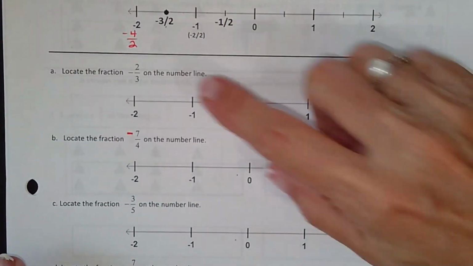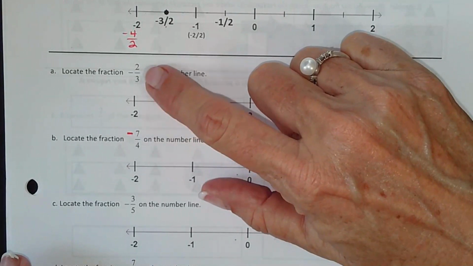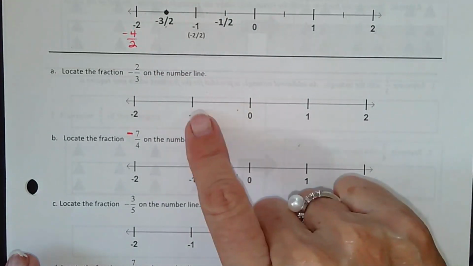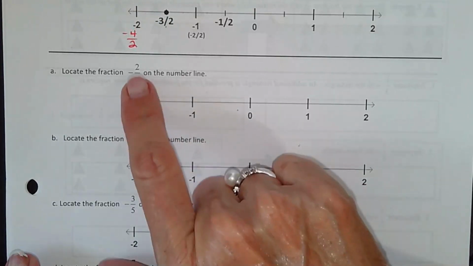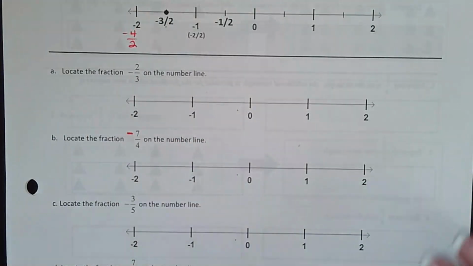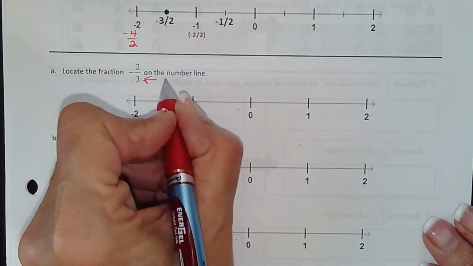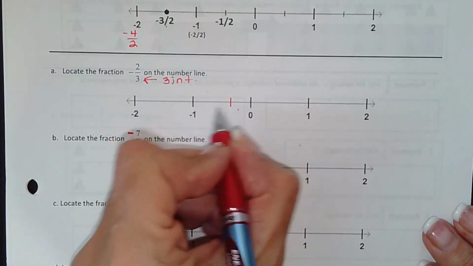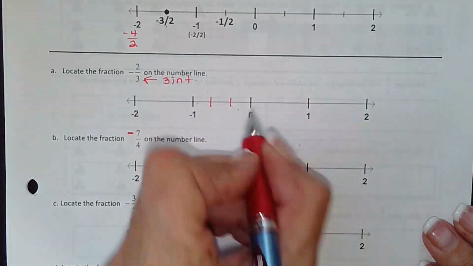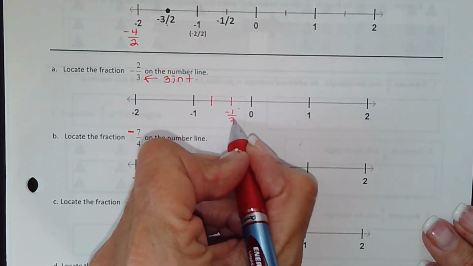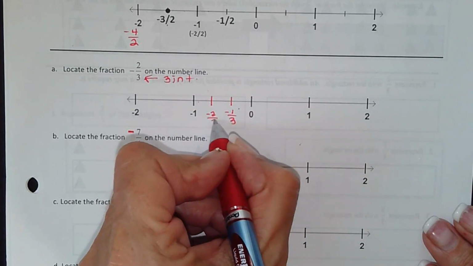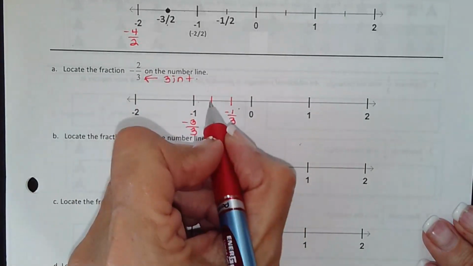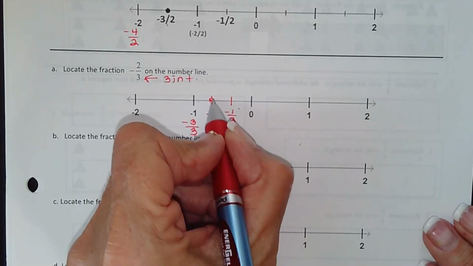So -2/3 is actually larger than -1, but it's going to be in between 0 and -1 because the numerator is not larger. So this tells me to make 3 intervals. 1, 2, 3, -1/3, -2/3, -3/3, and it's at -2/3.